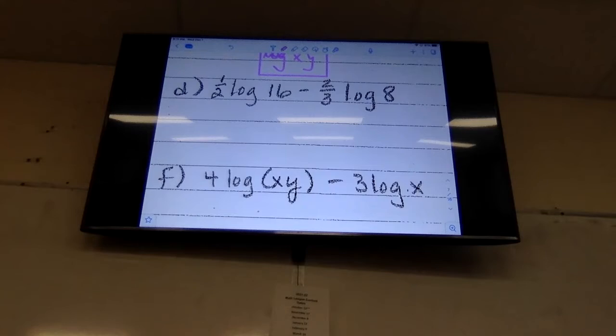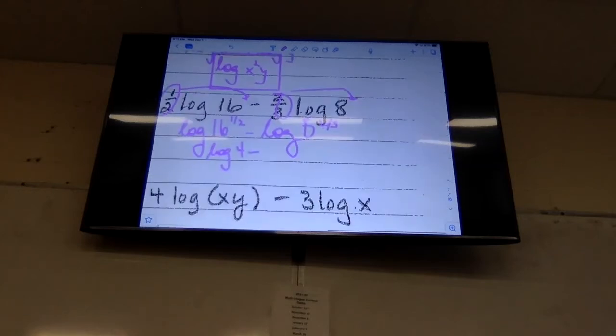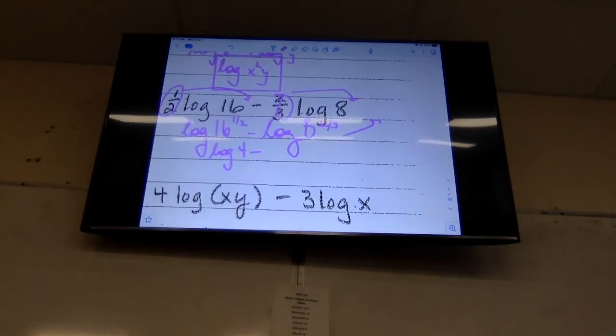Next one, same idea. This one we're going to simplify though, because we actually have numbers here. So I have log of 16 raised to the 1/2 minus log of 8 raised to the 2/3. 16 to the 1/2 is the same thing as what? 4, because the square root of 16 is 4. So I get to rewrite that as log of 4. And then 8 to the 2/3, I'm not going to be as good at that one. Let's write that one off to the side.